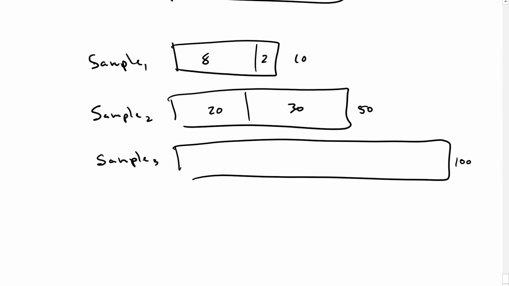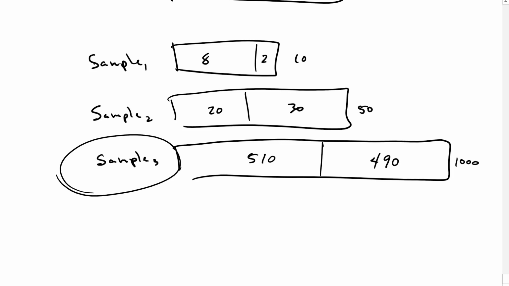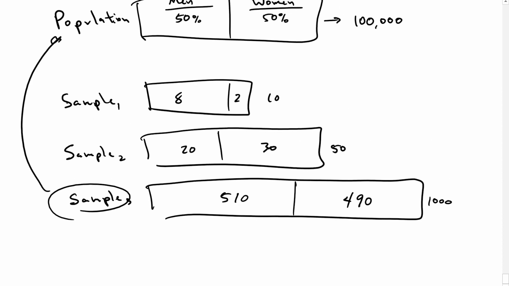If we randomly select 100 people or 1,000 people, maybe we'll have 510 men and 490 women. It's not going to be perfect, but it's going to be a lot closer to a 50-50 split. And so the larger that sample gets, the more the people in the sample resemble the underlying characteristics in the population.